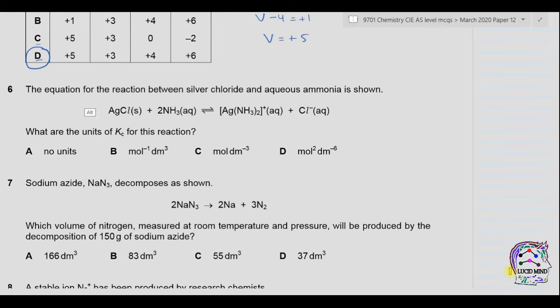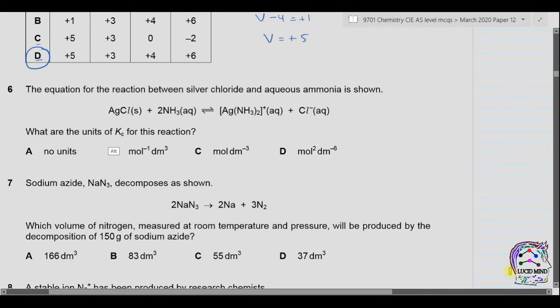Question number 6. The equation for the reaction between silver chloride and aqueous ammonia is shown. What are the units of Kc for this reaction? So we have to find the units of Kc. As we know, Kc is the concentration of products divided by concentration of reactants. So this is one of the products, chloride ion is another product, and the reactants are silver chloride solid and ammonia.